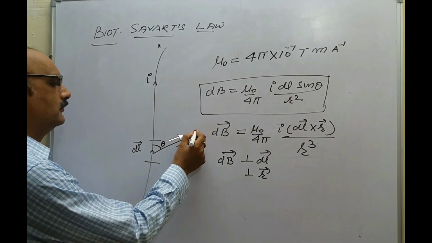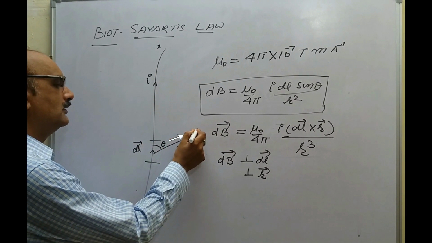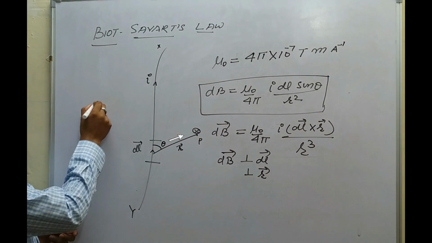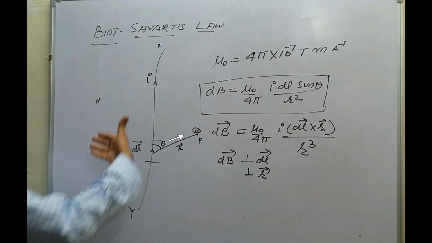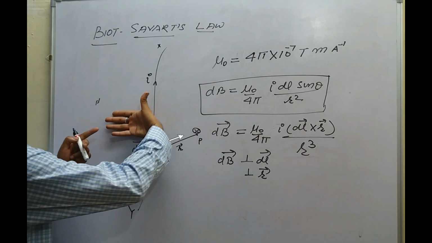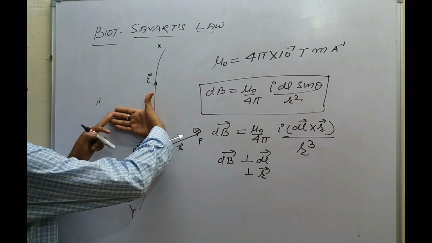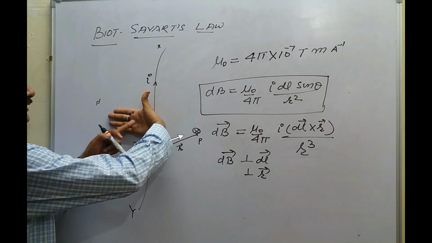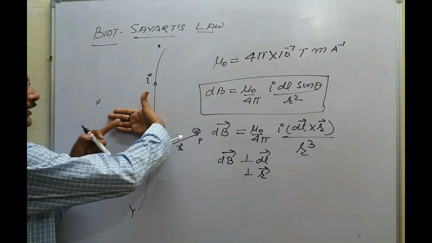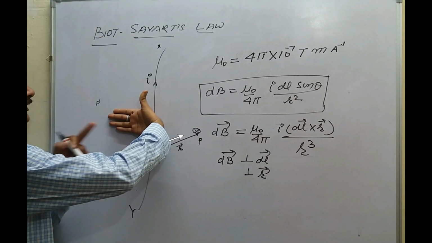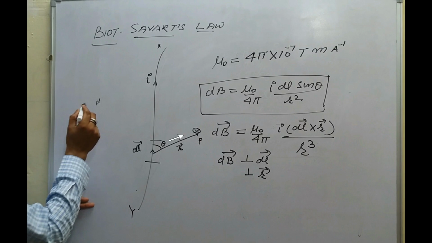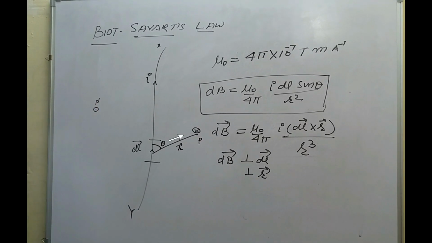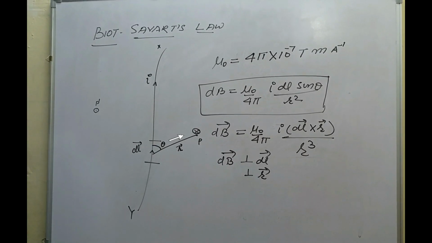Now, the magnetic field will be in this direction. What about P dash? Current is in the upward direction. The thumb is showing the direction of the current, fingers toward the field point. Then the palm shows the direction of the magnetic field, which will be outward. Clear?